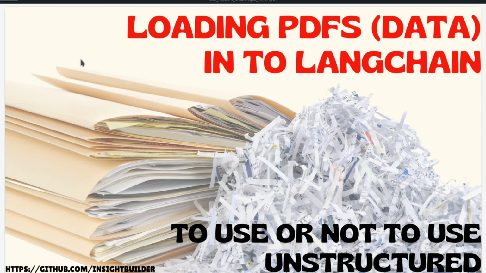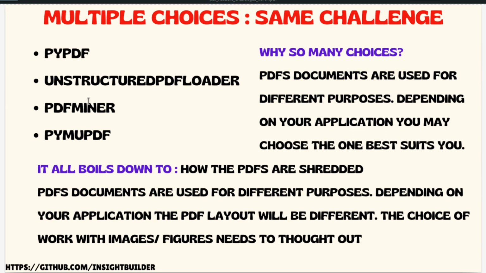Loading PDFs, data into LangChain: to use or not to use the unstructured Python library. When you enter into LangChain and want to load PDF documents into the execution environment, there are multiple choices available. And when you have one challenge and multiple choices, the question of which is best comes into the picture. Before that, you might be wondering, if you are like me, why so many choices for loading the PDF. PDF is just a file format, correct? Why so many choices?